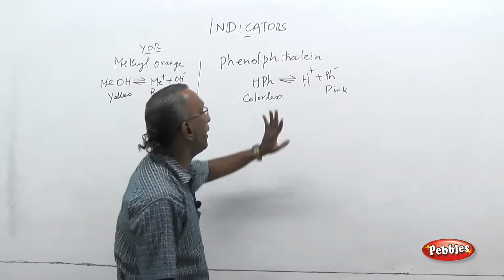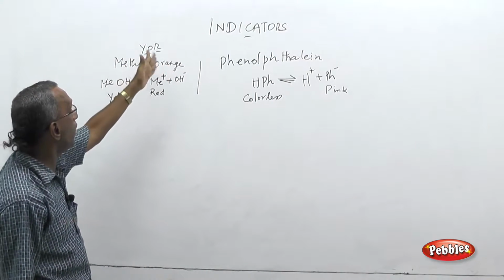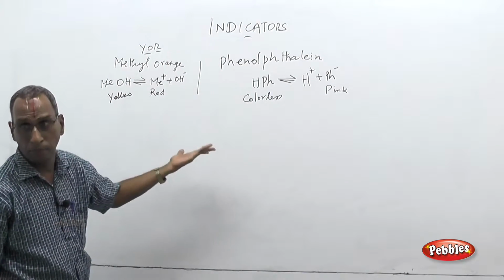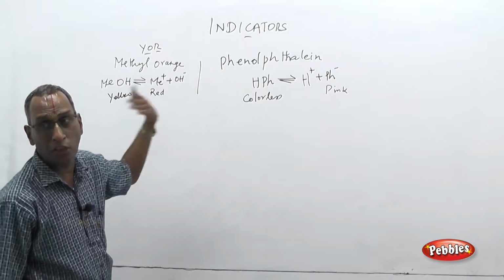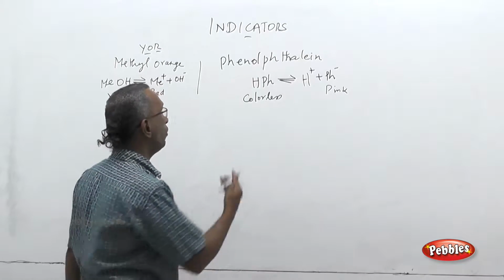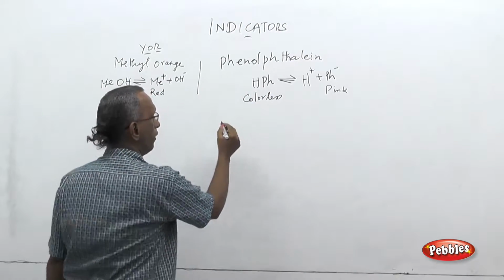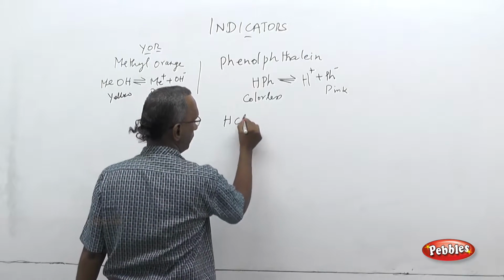Here colorless and pink, because the way it is named after the color means there is one another indicator called methyl red. That is why, in order to distinguish that, it is called methyl orange. Now, how does it function? Let us study the general reaction.